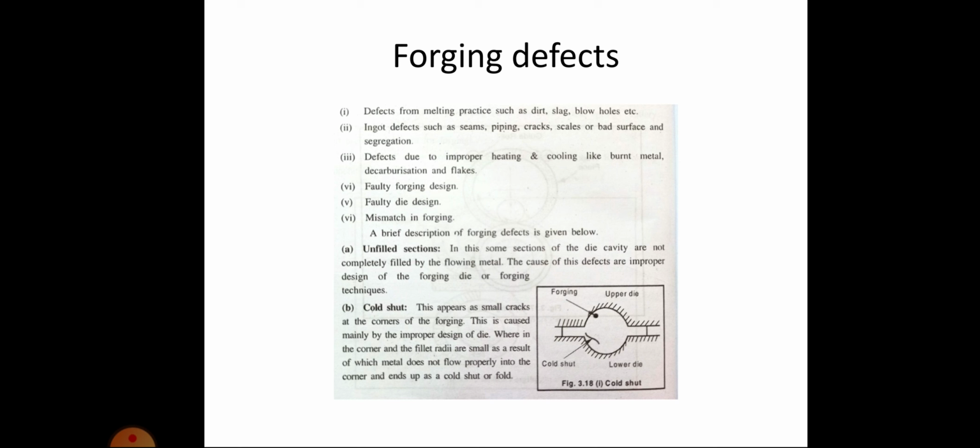Second one is cold shut. This is shown in the diagram. This appears as small cracks at the corners of the forging. This is caused mainly by the improper design of the die, wherein the corner and the fillet radii are small, as a result of which metal does not flow properly into the corner and ends up as a cold shut or fold. This is the reason.